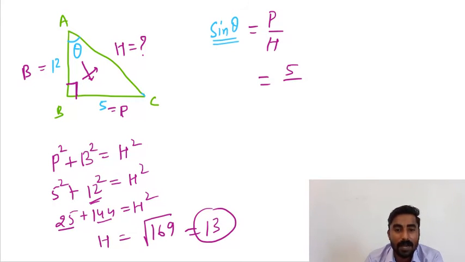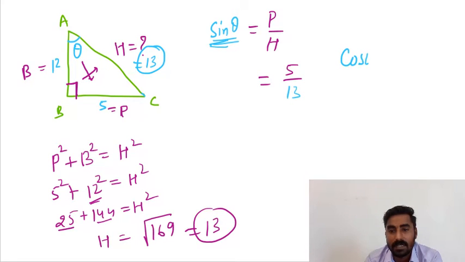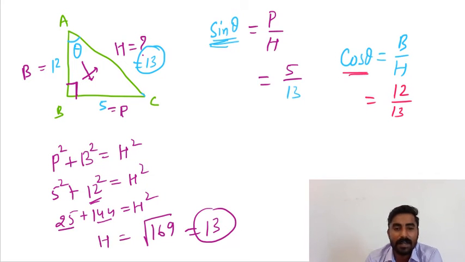So here, what is the hypotenuse? Hypotenuse is 13. So now we can easily get sine theta, which is 5 by 13, and we can find other trigonometric ratios, like cos theta. Cos theta is equal to base upon hypotenuse. Base is 12, so 12 upon 13. So you can find cos theta also, and other trigonometric ratios like tan theta, cosec theta, and all in this triangle.